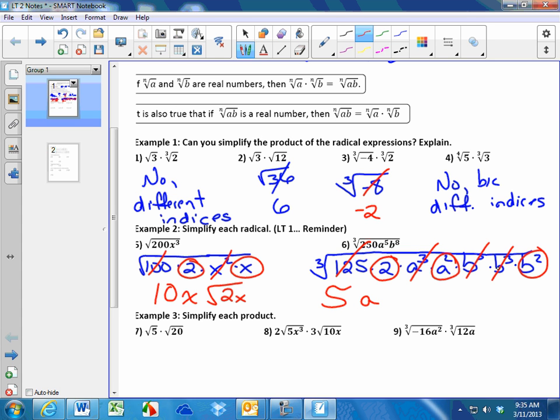Cube root of b cubed and another cube root of b cubed. When that comes out, there's b times b, so it would be b squared. And what's left over is under a cube root. So cube root of 2a squared b squared.